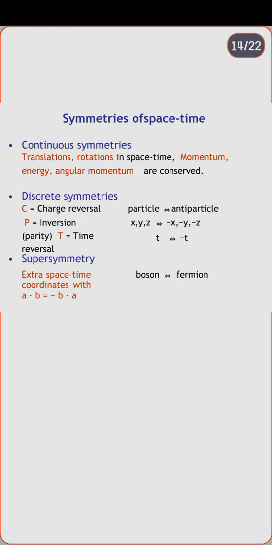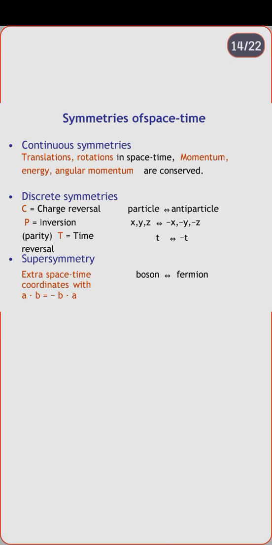Symmetries of space-time. Here there are three symmetries in space-time, which are continuous symmetries, discrete symmetries, and supersymmetry. In continuous symmetry, translations, rotation in space-time, momentum, energy, angular momentum are conserved.